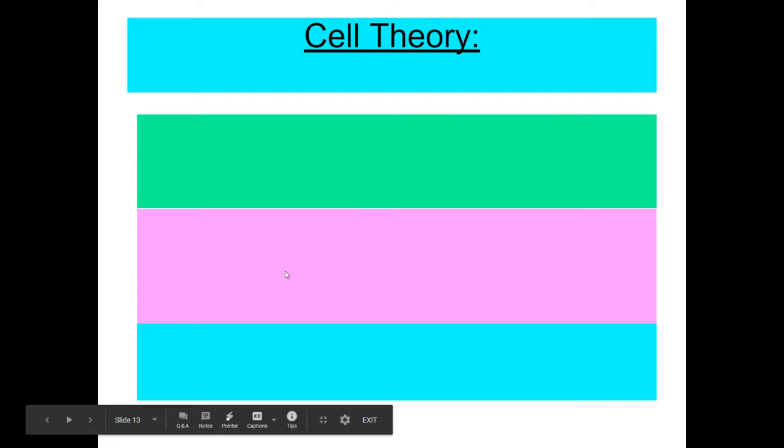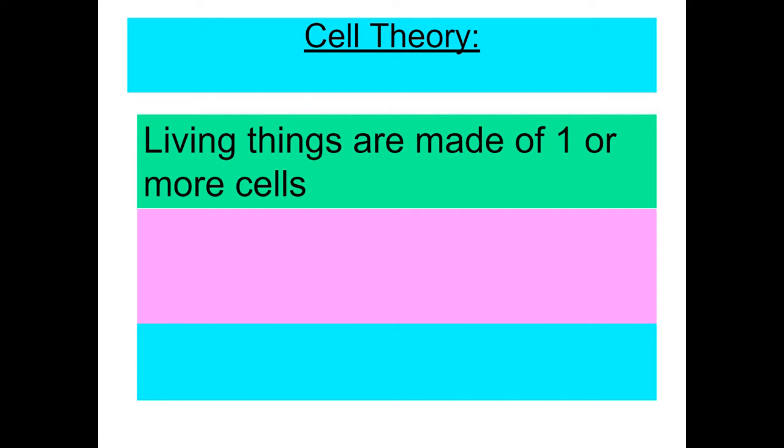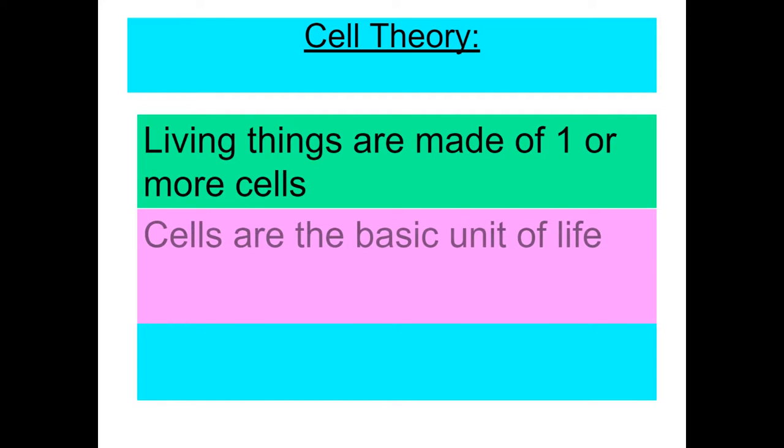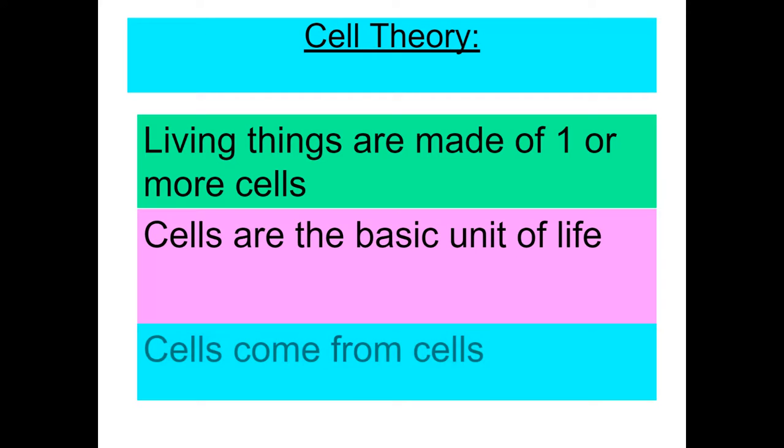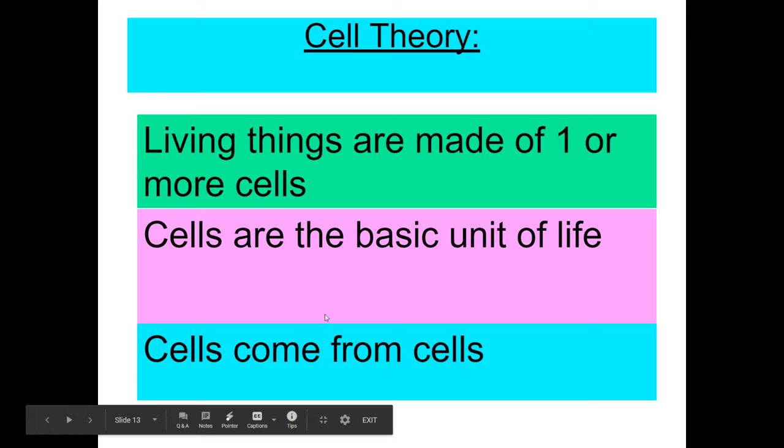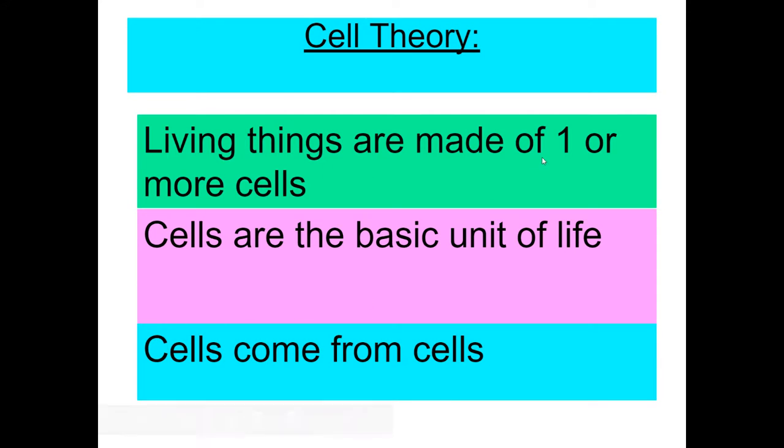So the three parts of the cell theory state that living things are made of one or more cells, cells are the basic unit of life, and cells come from cells. So again, we can see which scientists helped contribute to these parts. So cells come from cells, that was definitely Virchow who said that. And living things are made of one or more cells, that was definitely Schwann and Schleiden. Schwann said animals are made of cells. Schleiden said plants are made of cells. And so I'm not sure who actually came up with this part, but we now know this as a definition of cells.